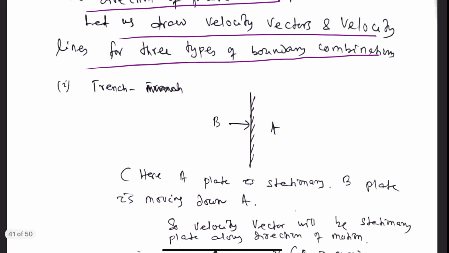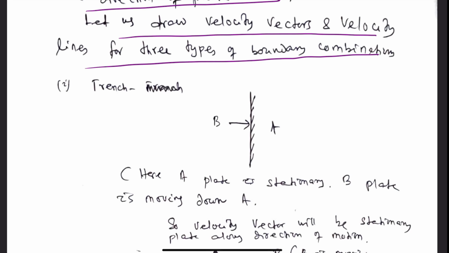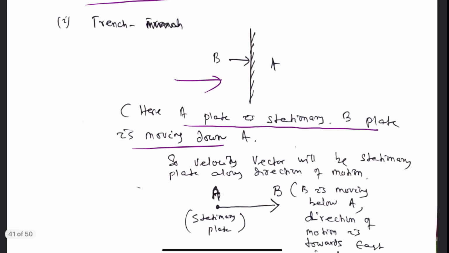Let us say if it is a trench. So B is moving below A. A is stationary, B plate is moving. Here A is stationary, B plate is moving down A. So here the velocity vector will be from the stationary plate along the direction of motion.